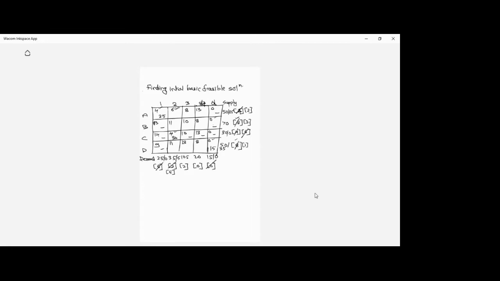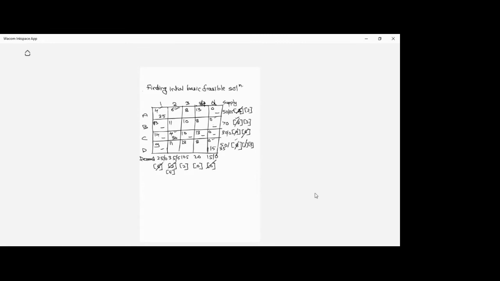It is 8 minus 6, that is 2, that is okay. Next, we have the penalty 10 minus 8, that is again 2. And for the last row, the penalty will change. It will be 11 minus 8, that will be equal to 3, right? So let's do the comparative check of penalties.